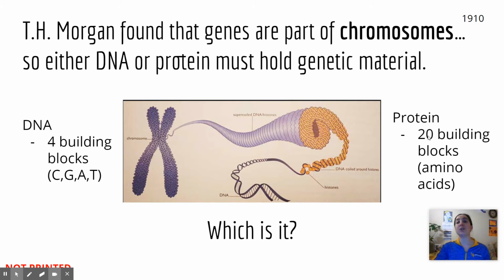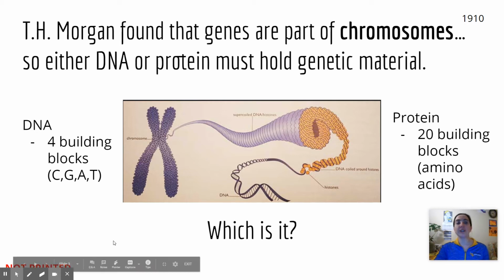Proteins, on the other hand, had 20 building blocks. There are 20 different amino acids that can be mixed together. Proteins are very specific in terms of their shape, which is very specific to their function. And so just based on what they knew about these molecules, scientists at the time thought proteins were much more likely to be the genetic material because it seemed like a more complex and more specific molecule. And they thought those things would be important to something that held genetic information.